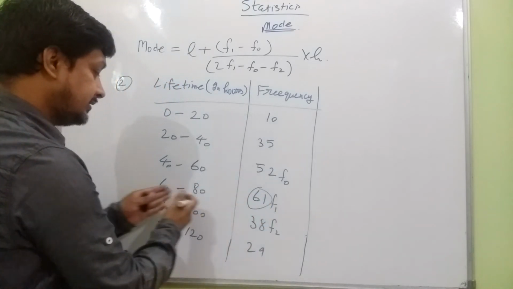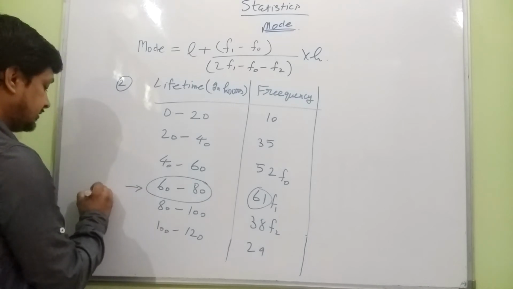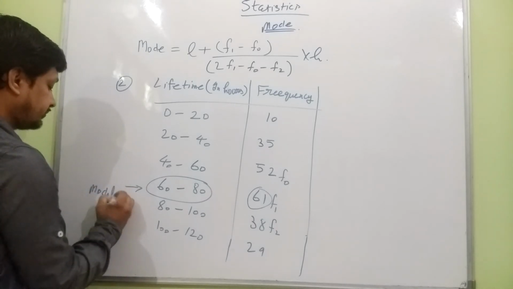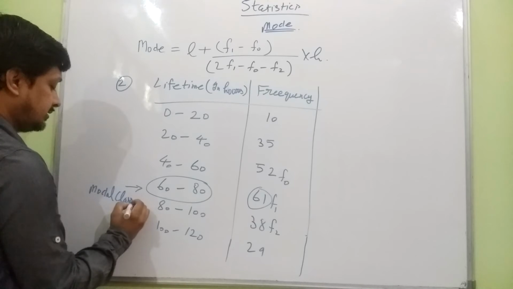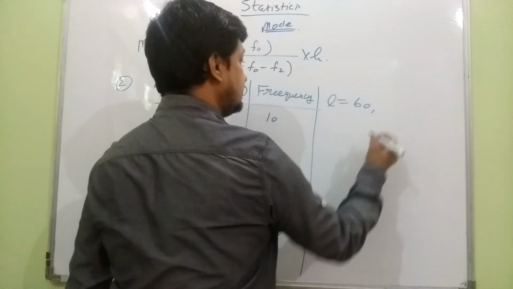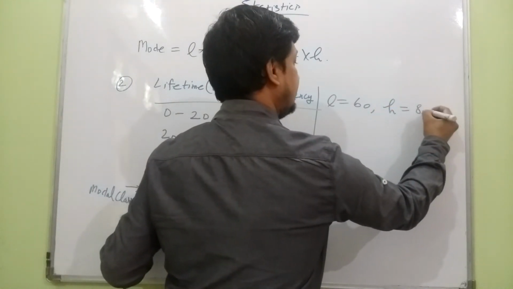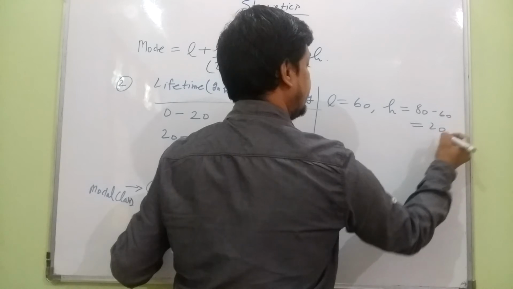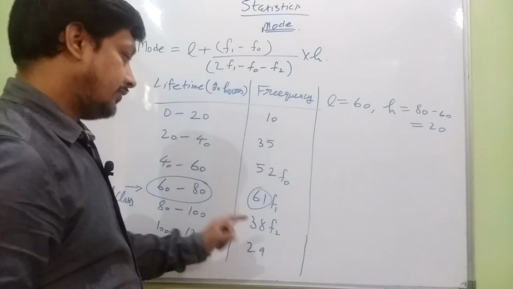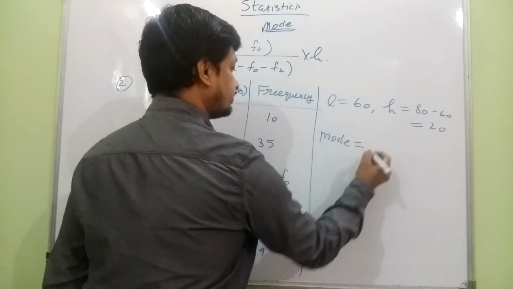The adjacent class interval is 60 to 80. So it will be our modal class. Okay. So L, lower limit of modal class is 60. And what is H? H is 80 minus 60, which is 20. And F1, F0, F2 are written here. So we can just apply the formula.